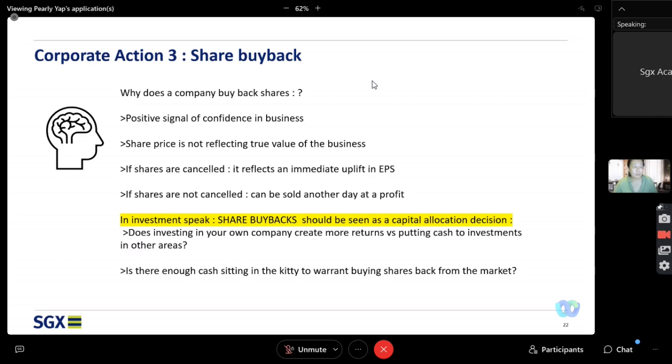Now, I'm going to use a little bit of a technical term here called capital allocation, right? The company has excess cash. It can use the cash to buy another business, to invest in new businesses, or it can even invest in its own shares. So we call this a capital allocation decision, right? It has money and then it has to decide which investment should I go for to give my shareholders and the company the best returns.